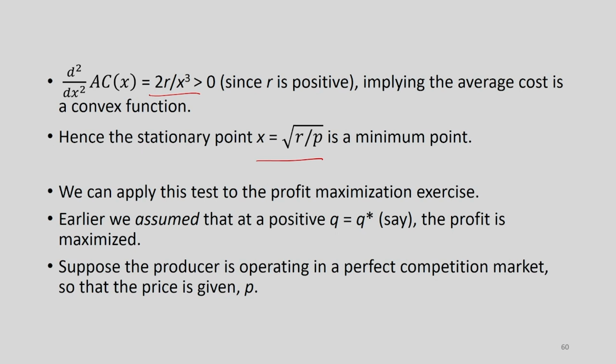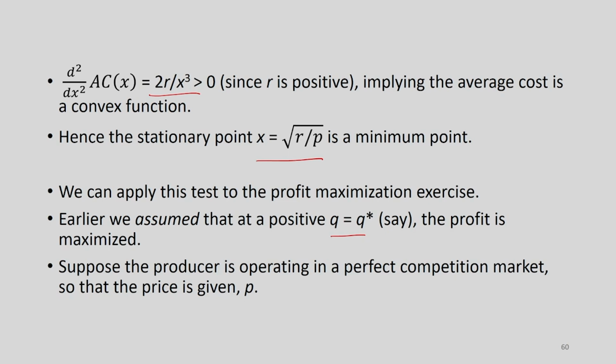Okay. We can apply this test of finding maximum and minimum to the case of profit maximization exercise. Here, earlier we assumed that at a positive Q, that is output level Q equal to Q star, say, the profit is maximized, right. And then we apply the necessary condition, right. If there is a maximum at a particular Q equal to Q star, then the necessary condition will be satisfied, and then that condition will give us the value of the Q star.